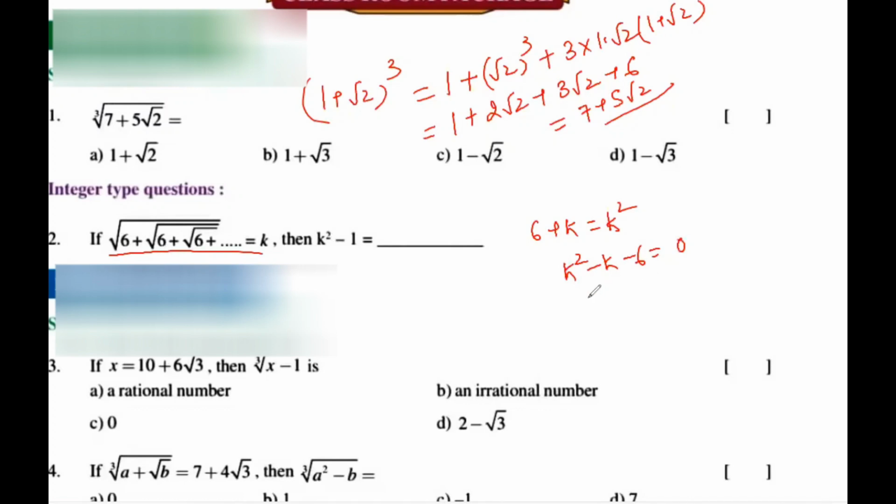And then you do the factorization. So this will be k square minus 3k plus 2k minus 6 equals 0. Or k times k minus 3 plus 2 times k minus 3 equals 0. Or k equals minus 2, which can be rejected, and k equals 3, which can be taken. So 3 will be the one. So 3 square minus 1 will be 8.